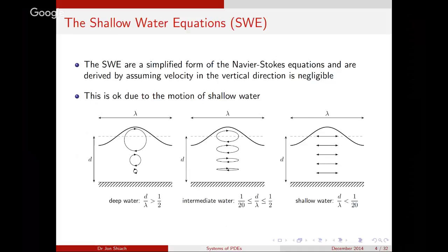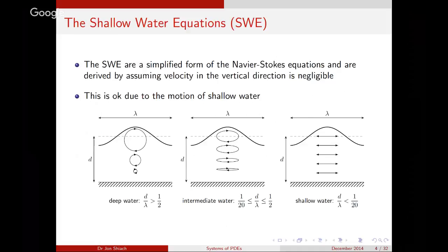We saw last week that the shallow water equations are due to the physics of shallow water. What I mean is the water depth divided by the wavelength. The wavelength is the distance between two successive points on a wave, so let's say between two troughs. If the depth divided by the wavelength is less than 1/20th, the water is considered shallow. That definition is given by the physics of water.